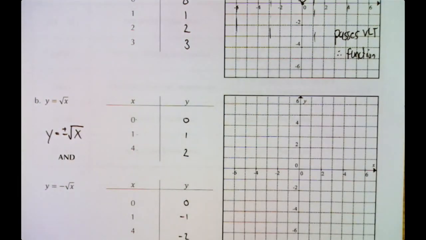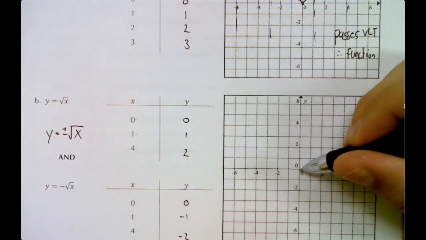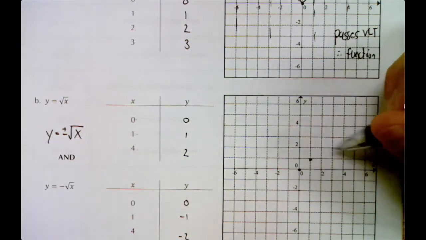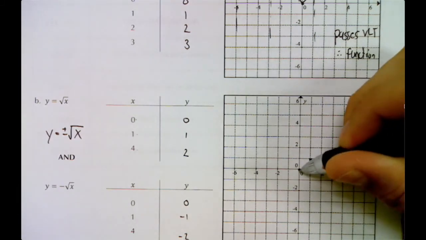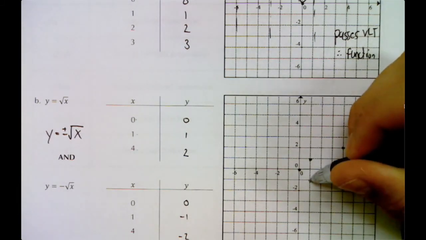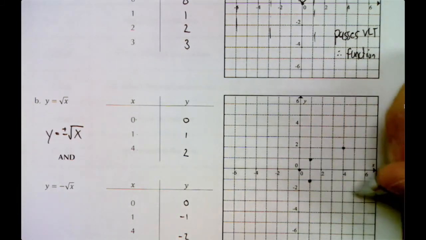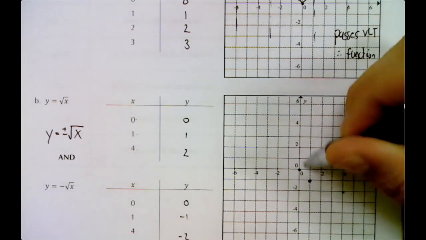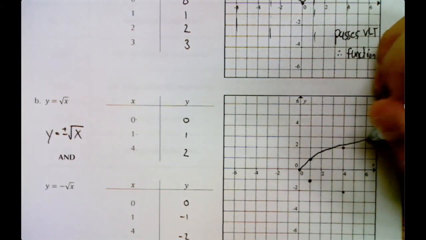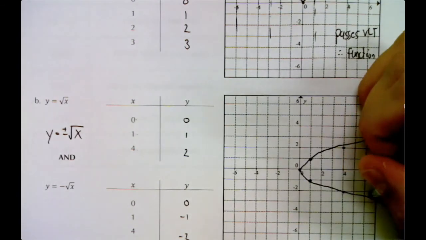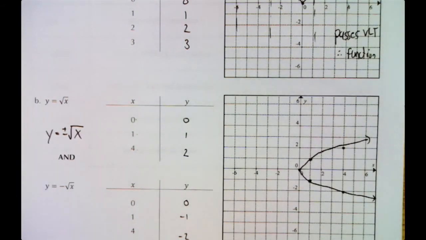And we end up with a graph that looks like this. 0, 0, 1, 1, 4, 2. 0, 0, 1, negative 1, and 4, negative 2. That looks like a sideways parabola. I missed my dot. But you get the picture.